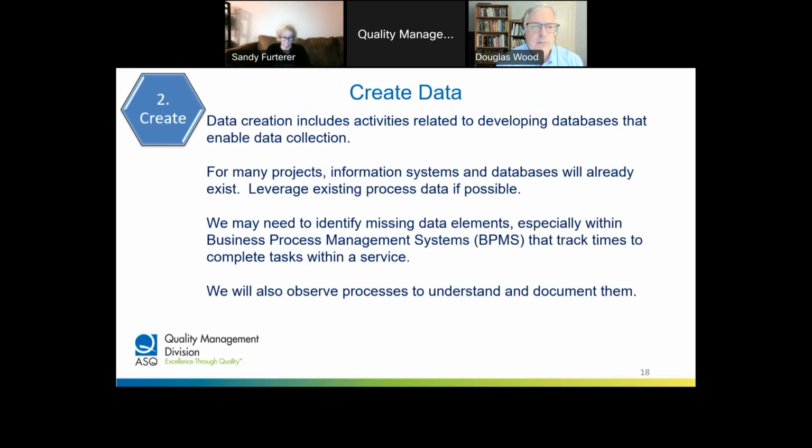Now, then we move on to step 2, create. And we're looking at activities that enable data collection. Sometimes your information already exists in a database. Using existing data is always a good idea, provided it's appropriate. Existing data sets may have gaps, and these missing data elements will need to be filled for our project to be successful. This would involve collecting additional data. I have yet to see an existing data set, open it, look at it, and find that it's good.